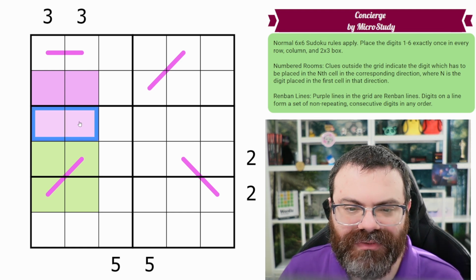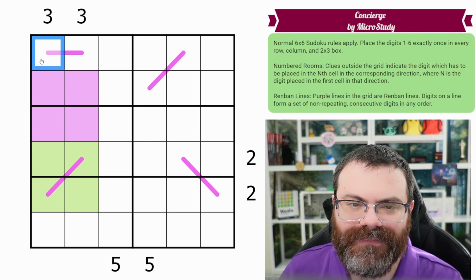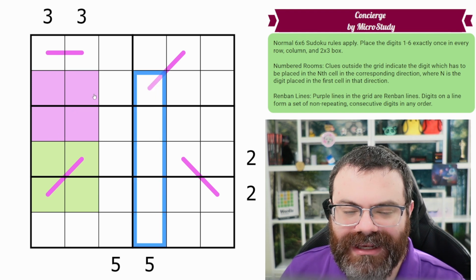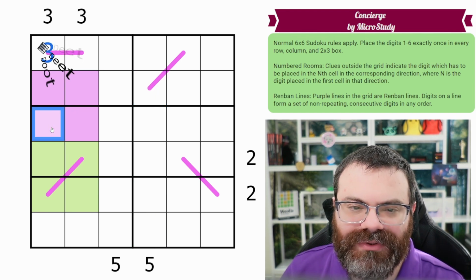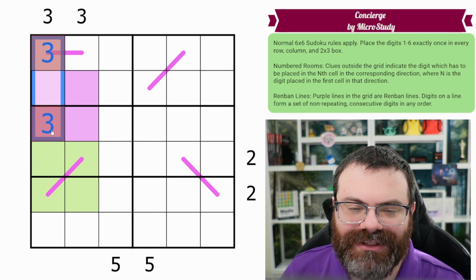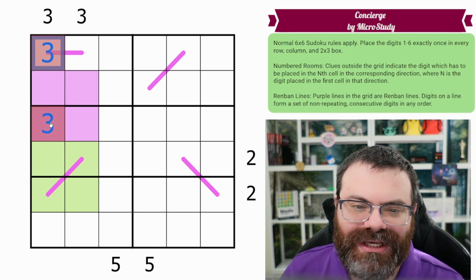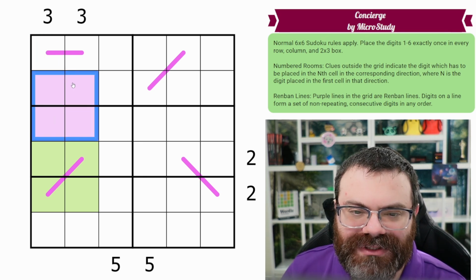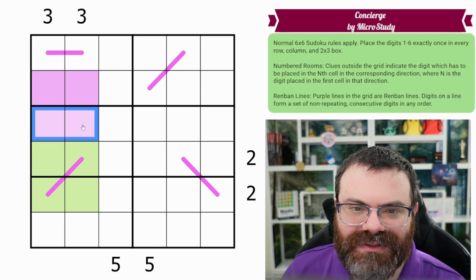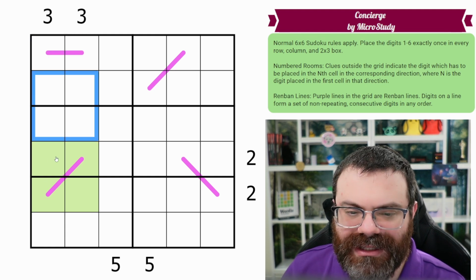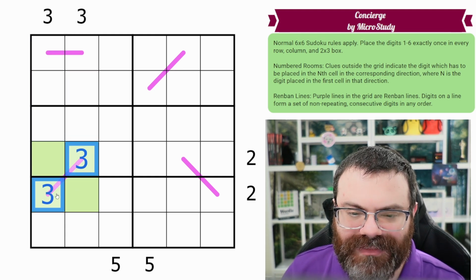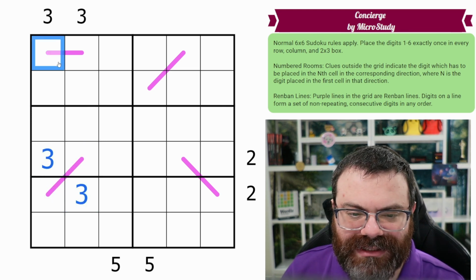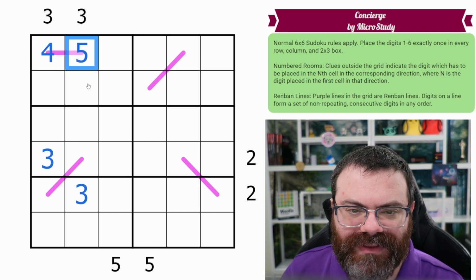Now, there's an issue, though, which is you can never use a numbered room clue on itself, as I demonstrated with this 5 and 5. If this was actually a 3, it would put a 3 here, and then that would clash, right? Because this is saying we're putting a 3 here in the 3rd row, but it's already in the 1st row. So this is actually not going to work because one of these would require a 3 up here. So it's going to be this green, and of course we can't do it this way because that breaks the Renban. So we're going to do 3s this way. That's a nice start. So this ends up being a 4, and that ends up being a 5.